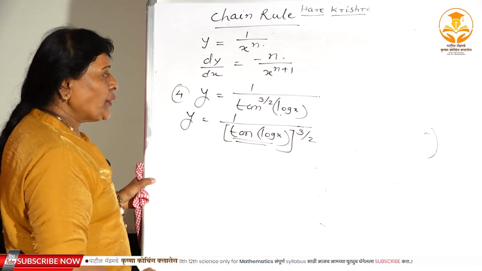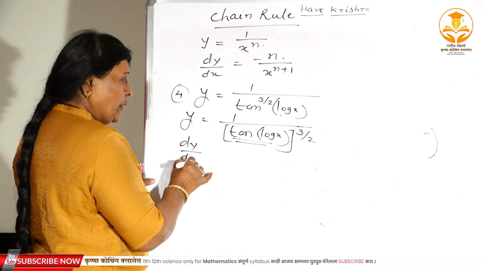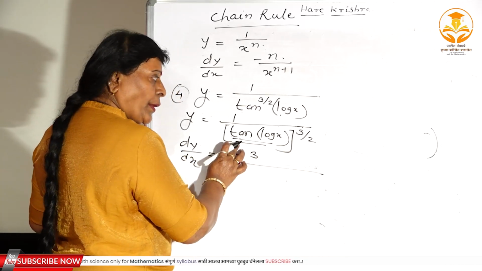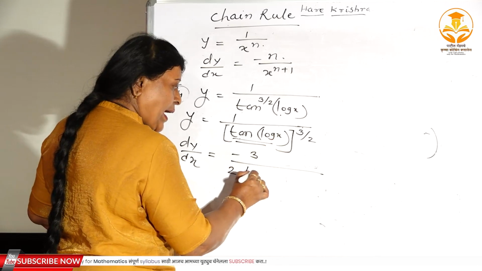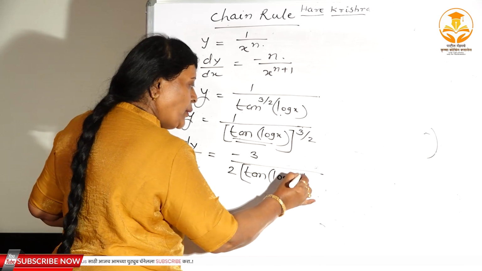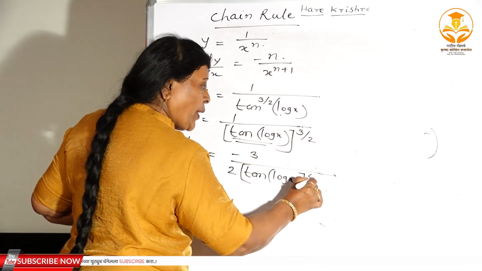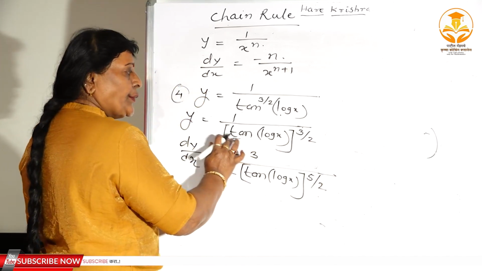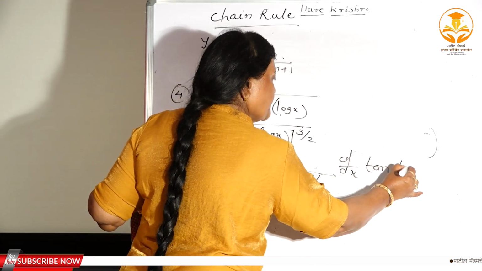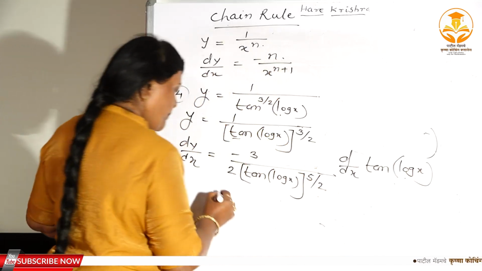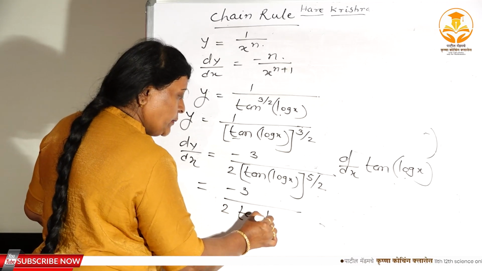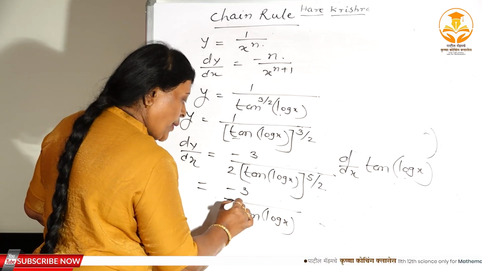What is the derivative of 1 upon u to the power 3 by 2? Here minus n means minus 3 by 2, u to the power n plus 1 means tan log x whole to the power 3 by 2 plus 1, means 3 plus 2, 5 by 2. Right? Here you have substituted u. Again you have to consider d dx of tan of log x. Right? Now see, minus 3 divided by 2 tan log x whole raised to power 5 by 2.